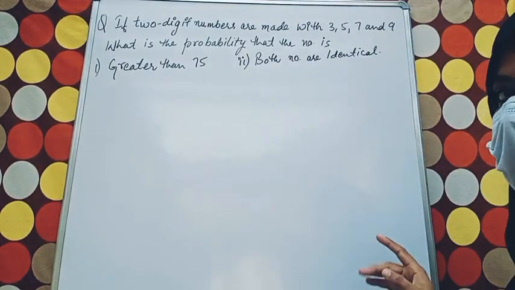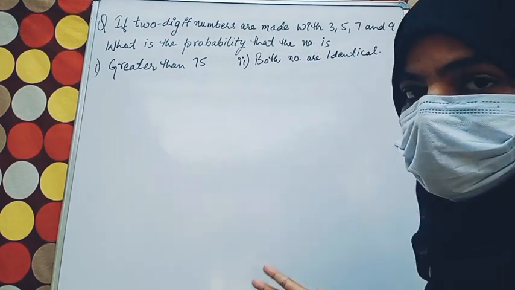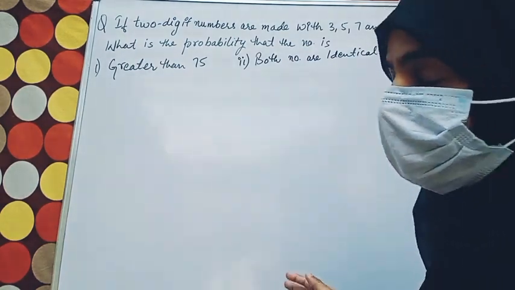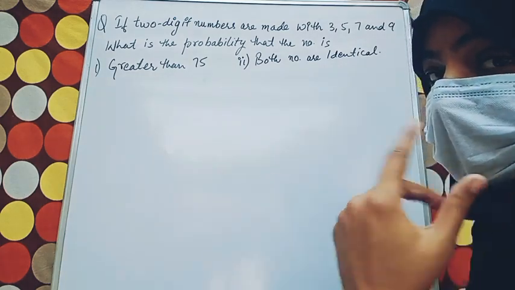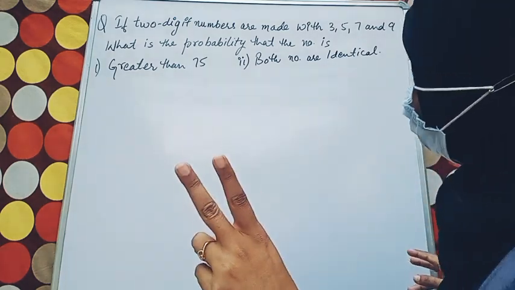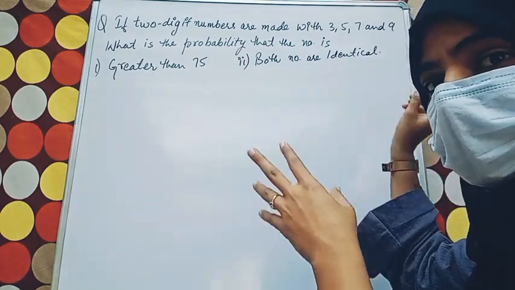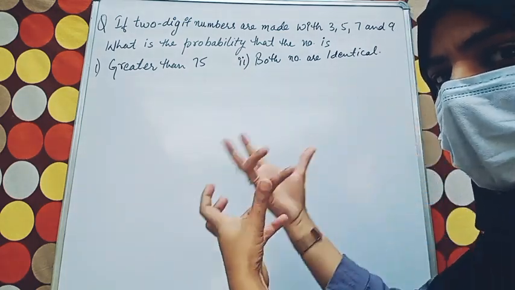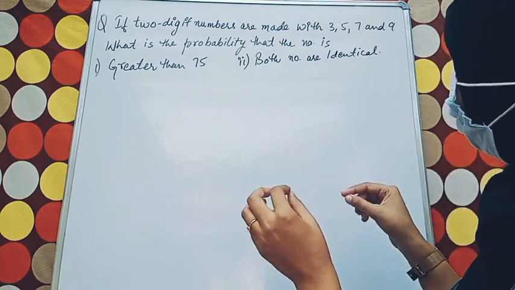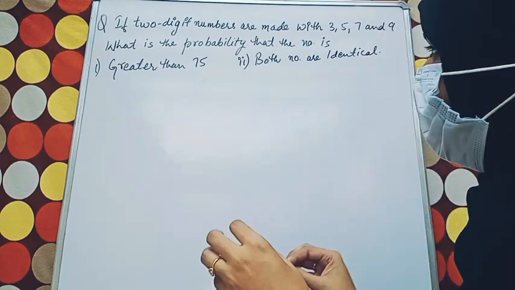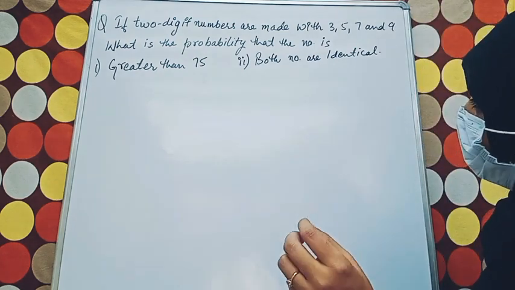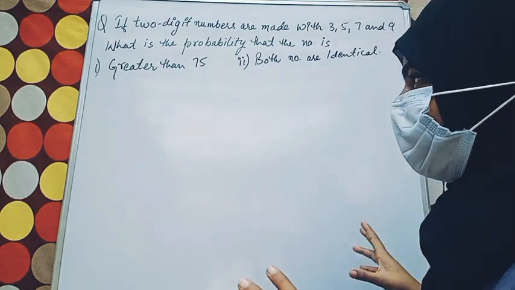Now let's have a look at our next question. This question is also based on numbers. So let's have a look. It says if 2-digit numbers, now listen carefully. What it's saying, 2-digit numbers are made. Now we have to form a number with some given digits: 3, 5, 7, 9. Digits can be any. What is the probability that the number is greater than 75?